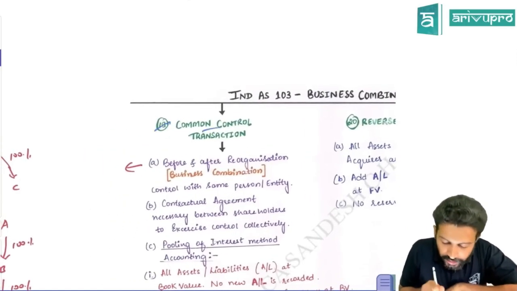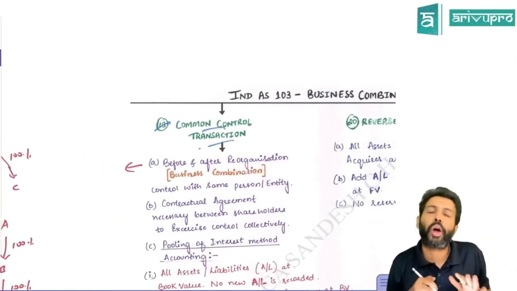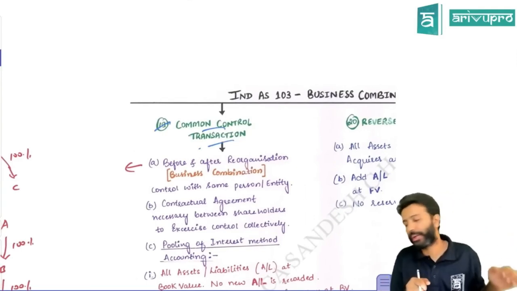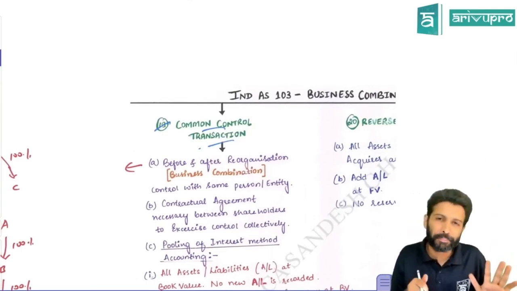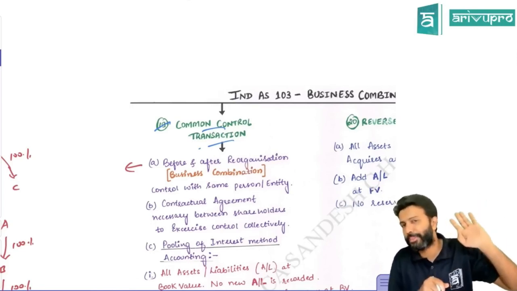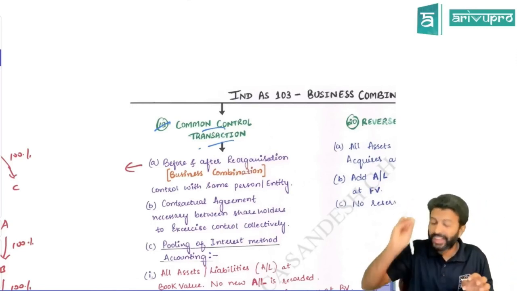All right. So there is something called common control transaction. Common control transaction means before business combination and after business combination, control is with the same party.